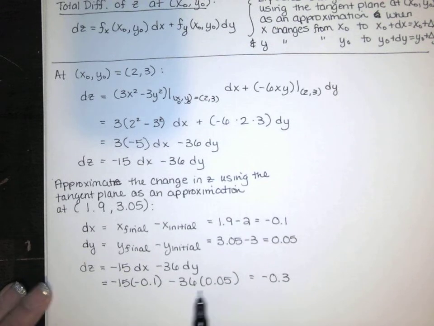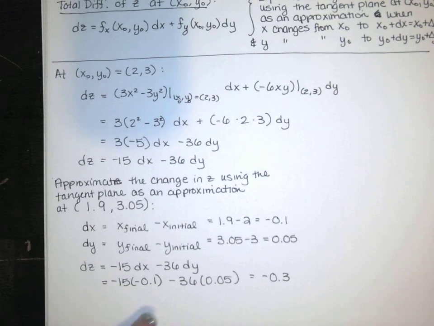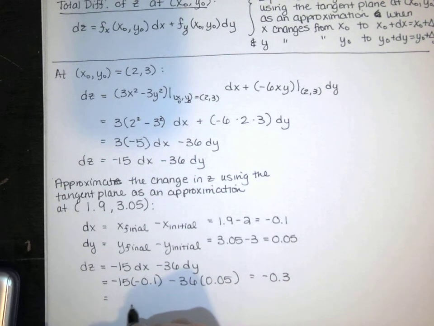Now over here, the slope in the y direction was negative 36. And I'm taking 0.05 times that. So as y increases by this much, the z-values go down by this times that. So the z-values go down by 1.8. So let me just break that down a little bit.